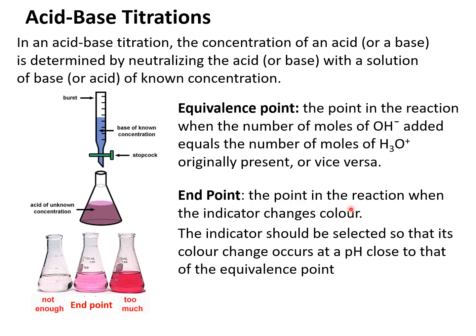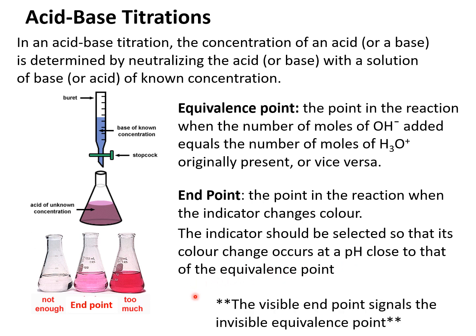And this is the point in the reaction when we observe a visible color change. And we do this using an indicator. The indicator should be selected so that the color change of the indicator coincides at or very close to the pH of the equivalence point. And so the visible endpoint or color change signals the invisible equivalence point in our titration.